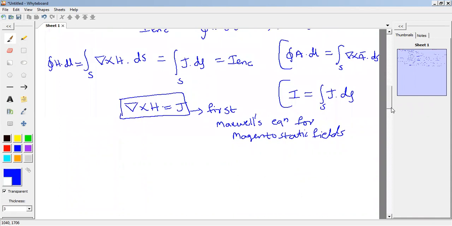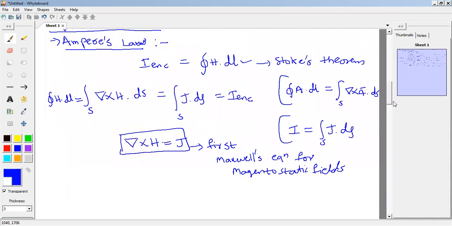The first Maxwell's equation for the magnetostatic field is derived from Ampere's law. Ampere's law states that the closed line integral of magnetic field intensity is equal to I enclosed by the path. We apply the Stokes theorem to H dot dl and get del cross H dot ds. Then I enclosed by the path is equal to the integral of J dot ds. Then we can write del cross H is equal to J. This is the first Maxwell's equation for the magnetostatic field.